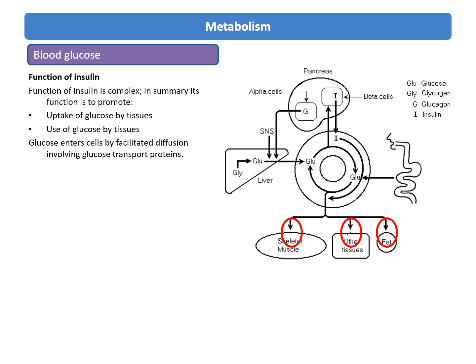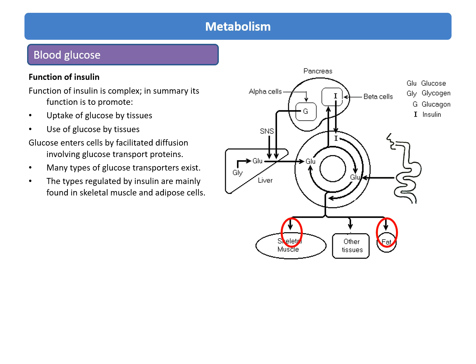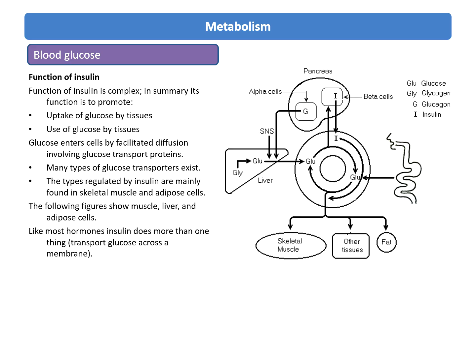Glucose enters cells by facilitated diffusion. It involves glucose transport proteins. Many types of glucose transporters exist. The types regulated by insulin are mainly found in skeletal muscle and adipose tissue. The following figures will show muscle, liver, and adipose cells.